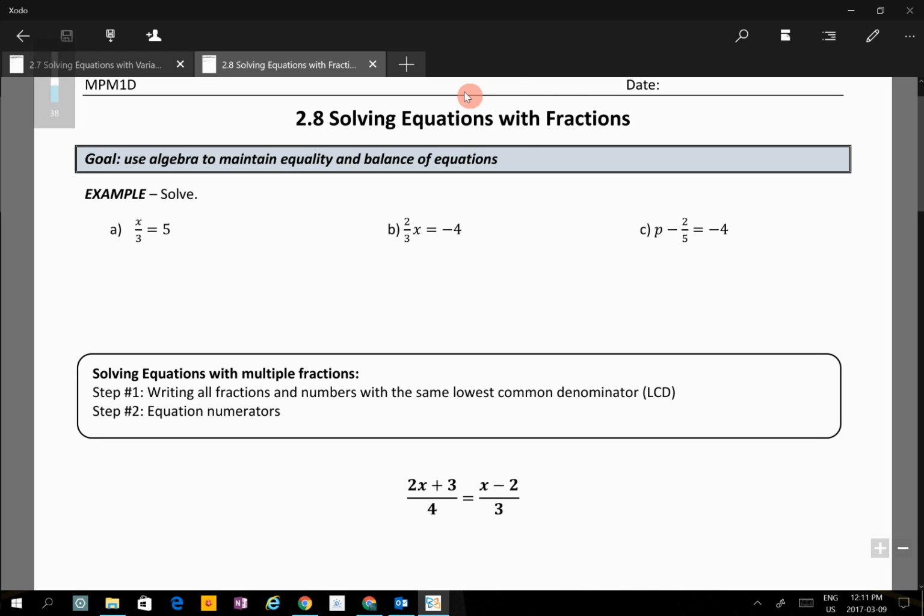2.8, solving equations with fractions. So the goal here is to use algebra to maintain the equality and balance of equations. We're just going to solve equations. This time the equations have fractions in them. Okay, let's just look at some very basic examples here in part A.